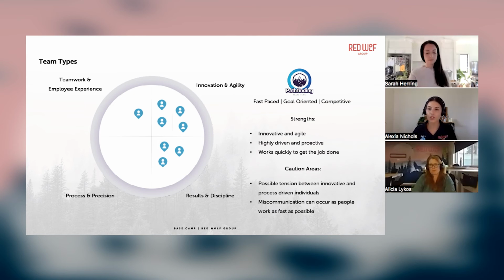Any thoughts on what might be the caution areas for this group? So we've got this pathfinding team. We've got some great strengths. They're really driven, goal orientated. What might be a caution area of some of that? Let's say if they were to lean into some of these strengths, what caution areas might arise? Again, I'll give everyone a second to put in some details.